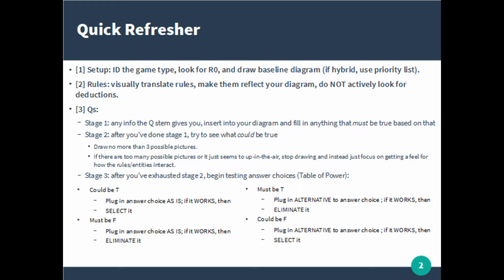And then I'm going to push right into stage 2 of question analysis, which is, after we've done stage 1, we are now in the business of trying to see the possibilities or what could be true. And again, the things to remember: do not draw more than 3 possible pictures. If there are too many possible pictures, or you can't draw even a single picture because it seems too up in the air, stop attempting to draw and instead focus on just getting a feel for how the rules and entities interact in whatever situation you're looking at. After we have exhausted stages 1 and 2, we move into stage 3, and that is when we actually begin to test answer choices according to the table of power provided here.